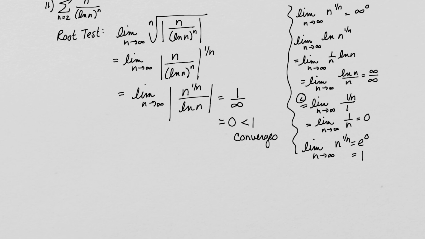And n to the 1 over n might have been one of those special limits I gave at the beginning that I said you're just free to use. I can't remember off the top of my head. So if that's the case, you are just free to use it too.